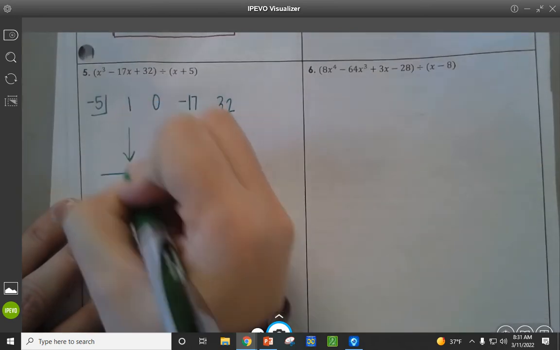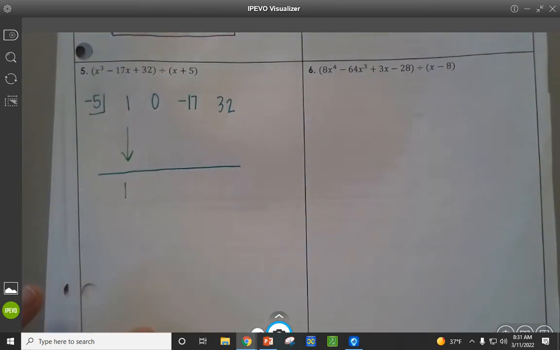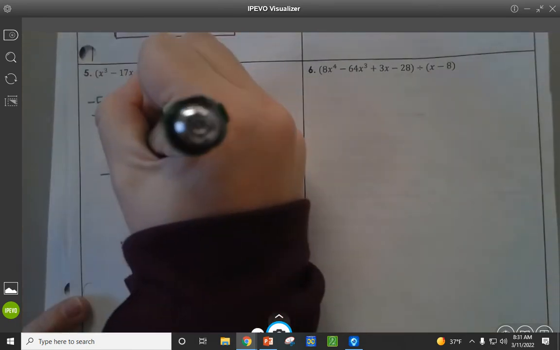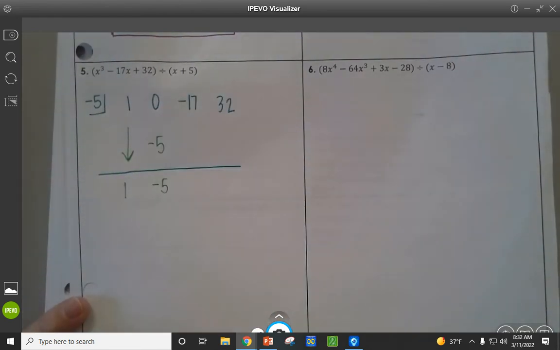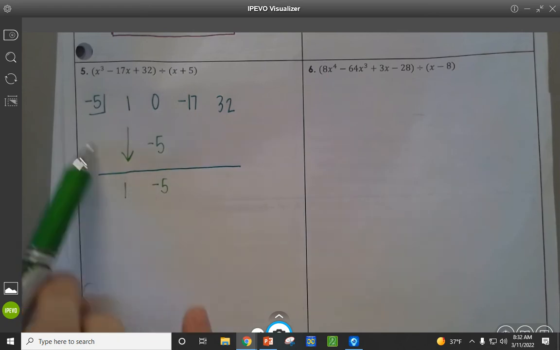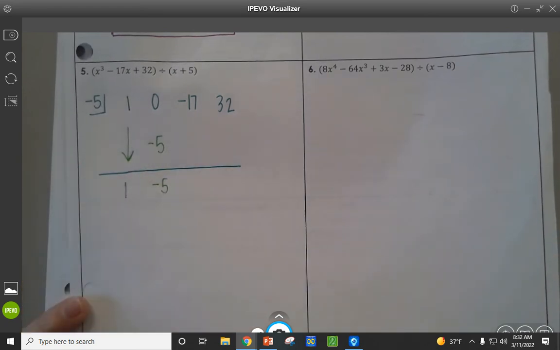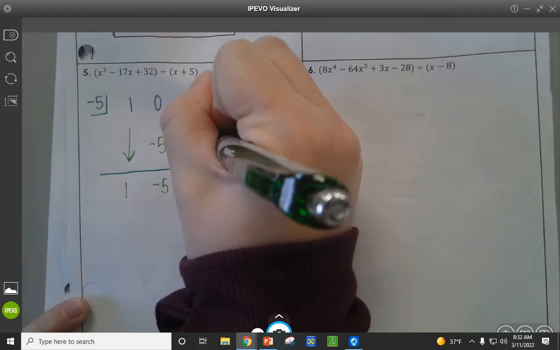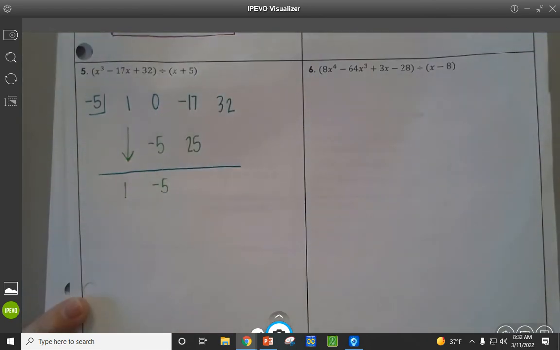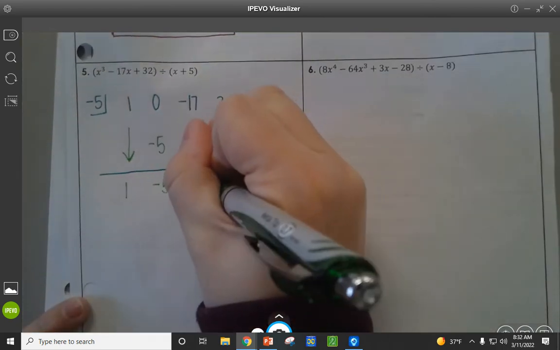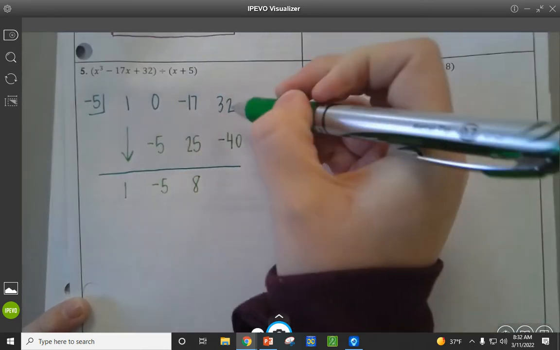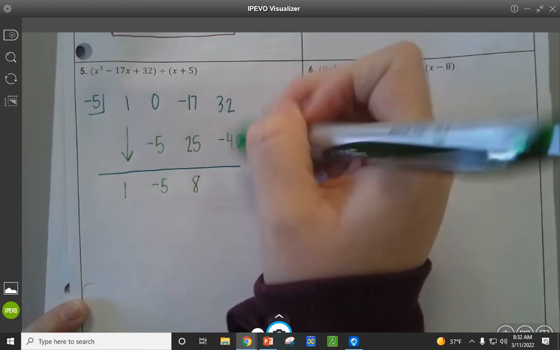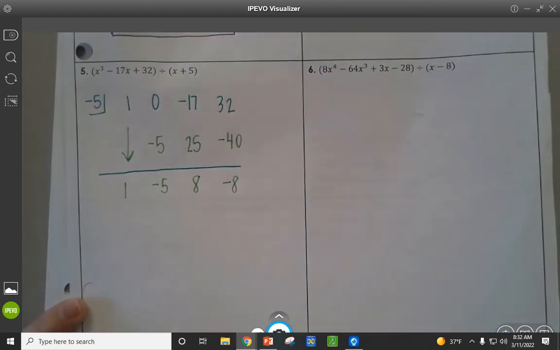So bring down your 1. And then we multiply. -5 times 1 is -5. Then if I add, I get -5. And then if I multiply, what do we get? +25. And then if I add, 8. And then if I multiply, I get -40. And then if I add, -8.